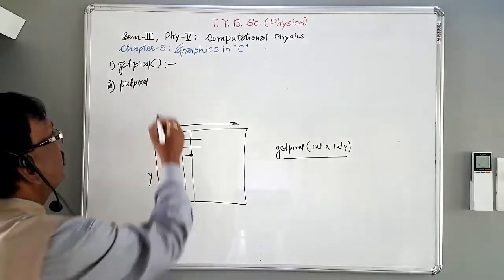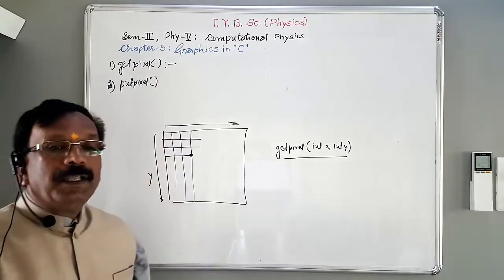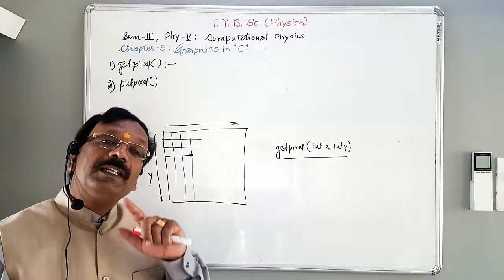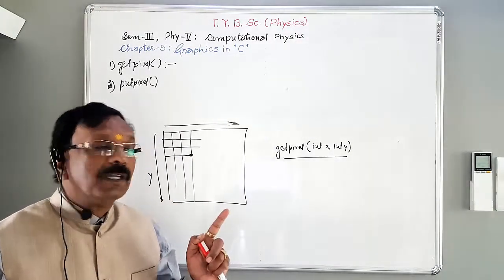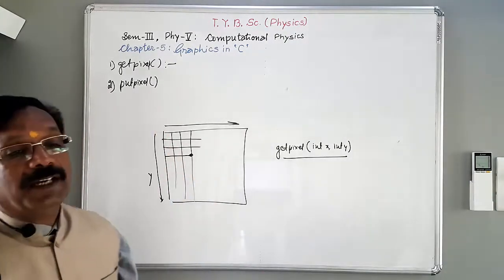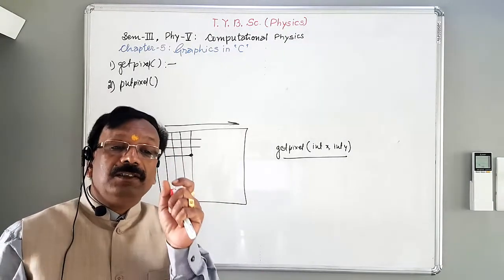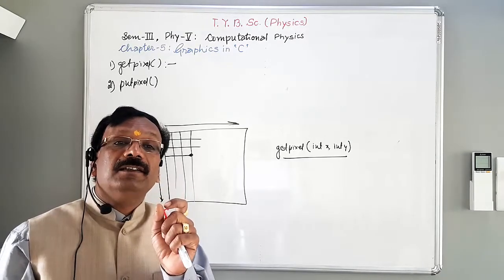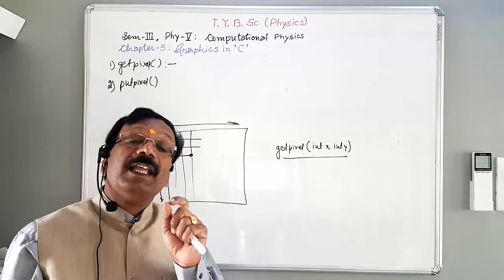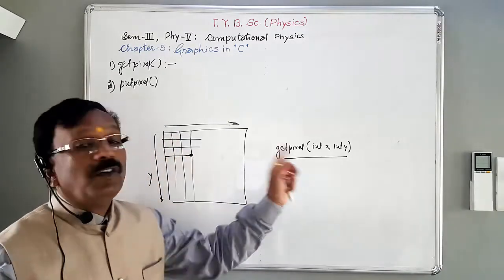Put pixel. Again, when we provide the x and y coordinate to the computer, it should be read by the computer. For that purpose, this function is used. The put pixel function plots a point on the screen having x and y coordinate.